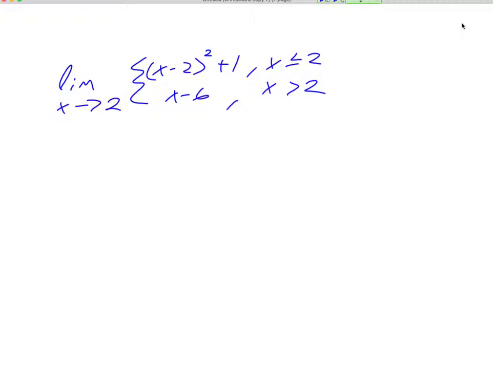All right, one more. Limit as x approaches 2 of (x minus 2) squared plus 1 when x is less than or equal to 2, and x minus 6 when x is greater than 2. So do I need to check from the left and right on this one? Yes, because I'm going to the place where my function splits.